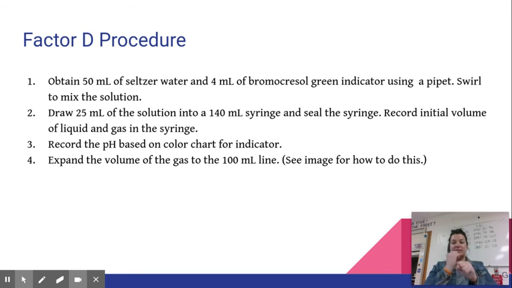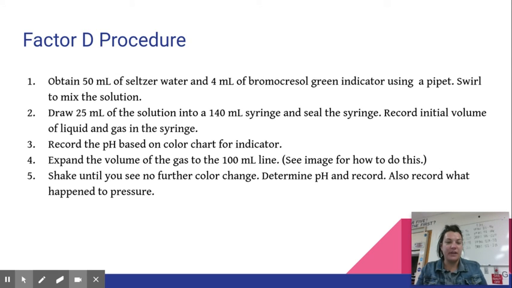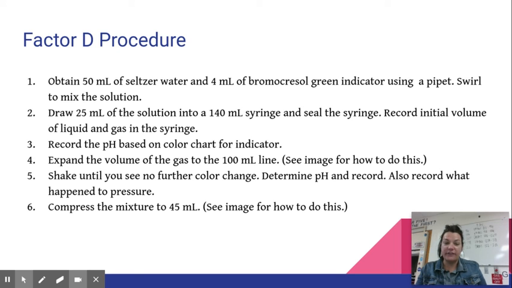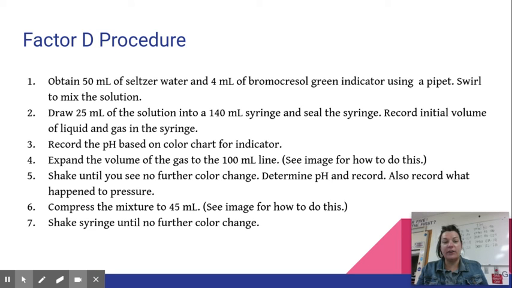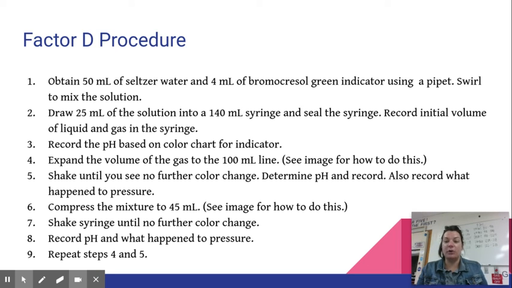And then what we're going to do is we're going to expand. If I'm expanding it, you have to figure out whether you're adding pressure or taking away, but I'm pretty sure if you're expanding it, you have less pressure. Shake until you see further color change. Compress to 45 milliliters. So you're making more pressure, and then you're going to shake the syringe and then record the pressure. We're going to repeat steps 4 and 5, so we're going to do 2 trials of that.